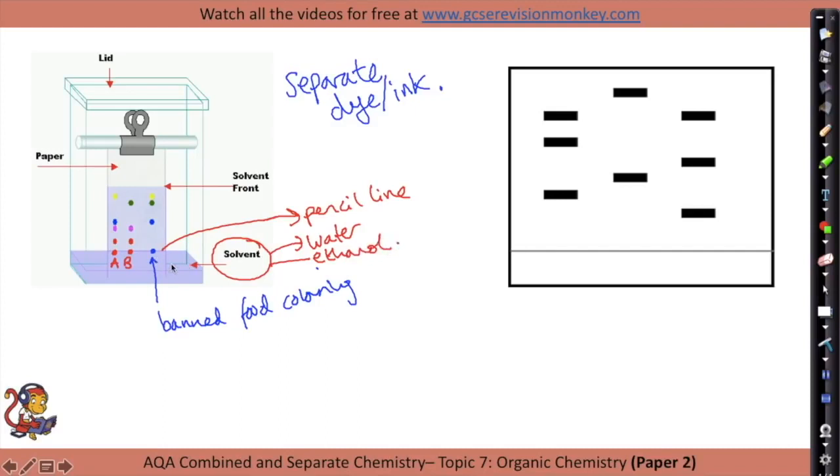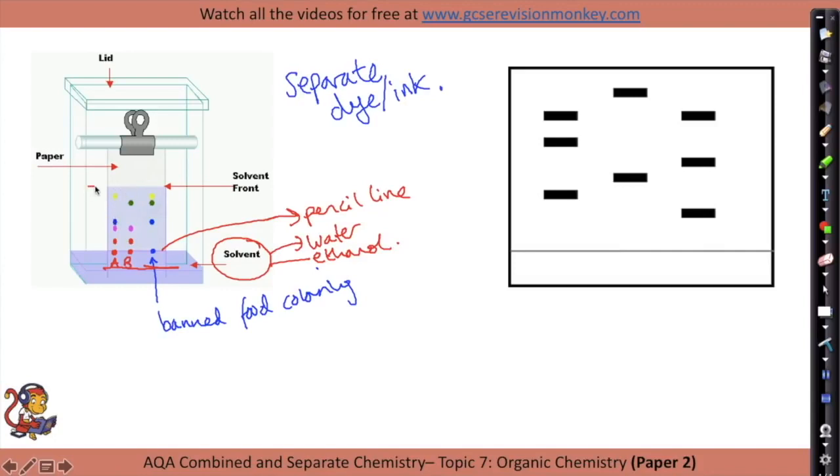And really importantly, you don't want to put the solvent above the line. It has to be below the pencil line that you've drawn. Again, otherwise everything else will smudge. So just a small amount of solvent in the bottom is fine. As the solvent moves up the paper, it will dissolve the dyes, and the particles that are in the dyes will dissolve and move up the paper.